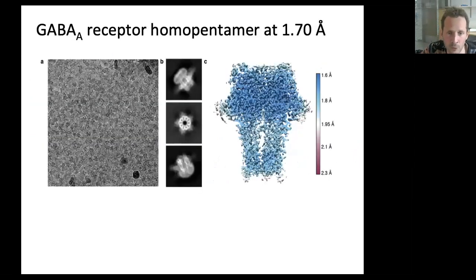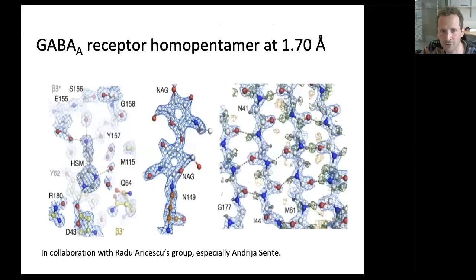Another molecule we looked at together with the group of Radu Aricescu at the LMB was the GABA-A receptor, which we could do at 1.7 angstroms. And this receptor is very important for us all. It's in your brain, and it's related to your responses to alcohol, barbiturates, and all kinds of mind-altering drugs.